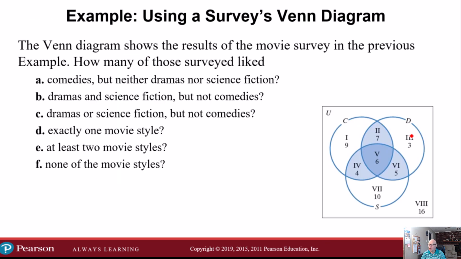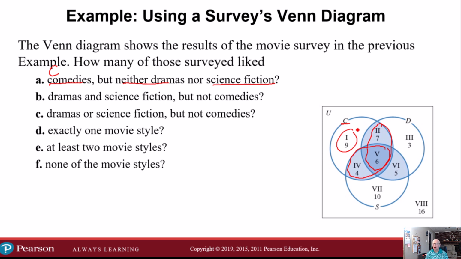So once you got all those filled in, you can start answering the question. How many of those surveyed like comedies, but neither dramas or science fiction? So you go to the comedies. That's set C, and take the part of that that doesn't have drama and doesn't have science fiction. So here's a comedy one. Then you want to get rid of anything that's in the drama and get rid of anything that's in the science fiction. What's left? 9.